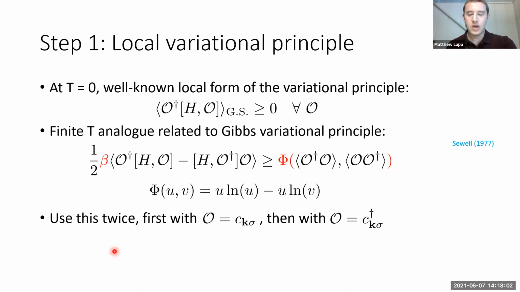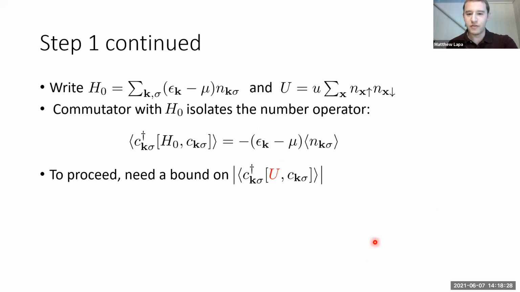So the first step of the proof is to use these bounds, but instead of taking O to be local in real space, which is what people would normally do with this, we'll take it to be local in momentum space. So we just do it once with C K sigma, and then once with C dagger K sigma. And those two choices are actually going to lead to the upper and lower bounds in those inequalities that I showed you. So if you do this and you separate the Hamiltonian into two terms with the free part and the interaction, then the commutator with the free part will isolate the number operator for that momentum. So that's sort of the key idea of this step, is we're using these commutators to isolate the occupation numbers for one momentum.